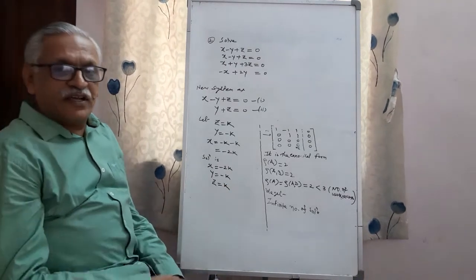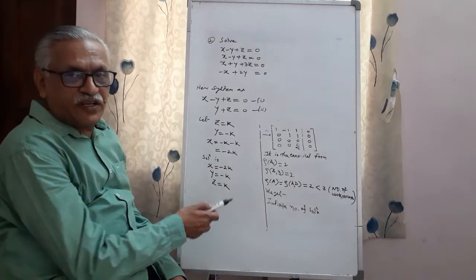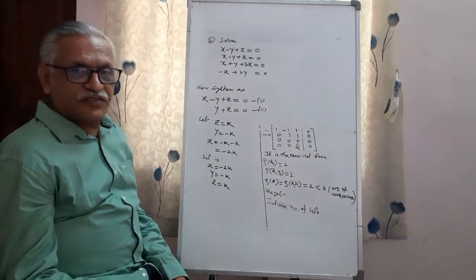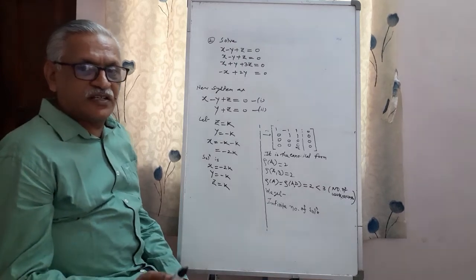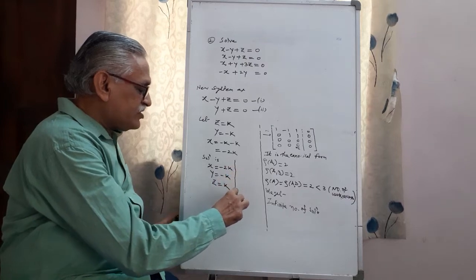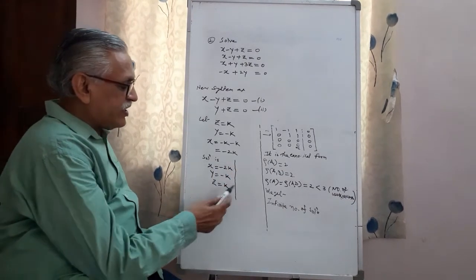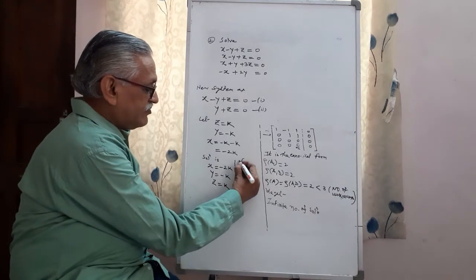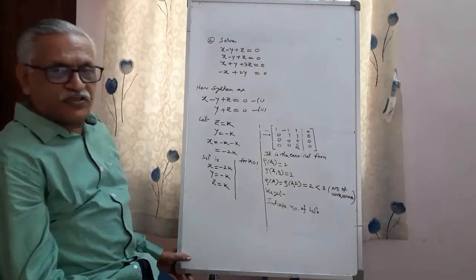Infinite number of solutions. Infinite in the sense we may consider infinite values for k. For k equal to 1 we get the first set, for k equal to 2 we get the second set, for k equal to 3 we get the third set, like this. And then, to check whether the obtained solution is correct or not, we consider some value for k. Suppose k is equal to 1 for simplicity.